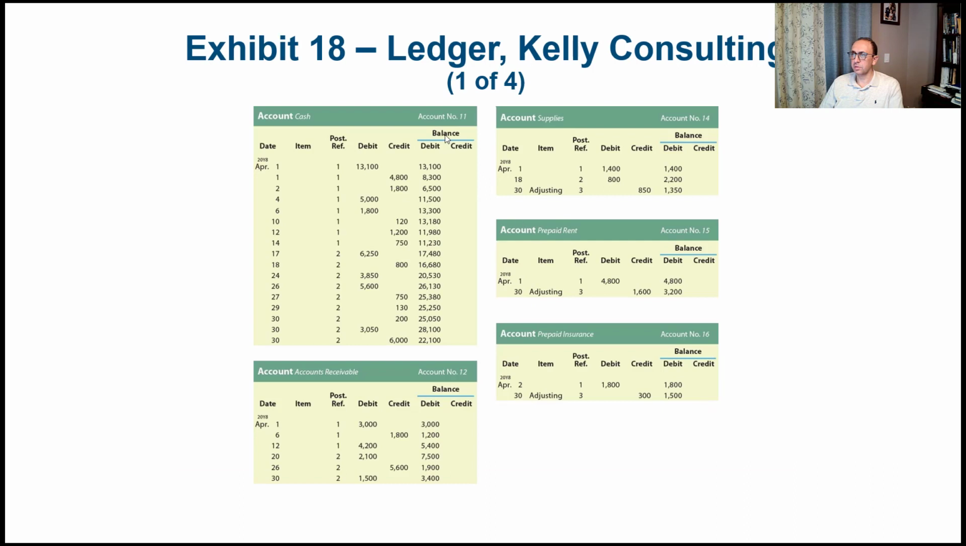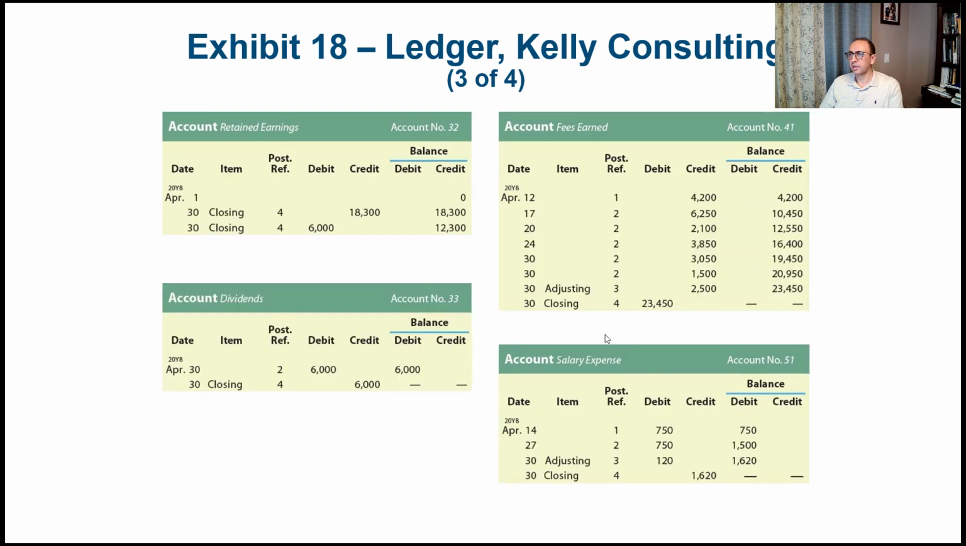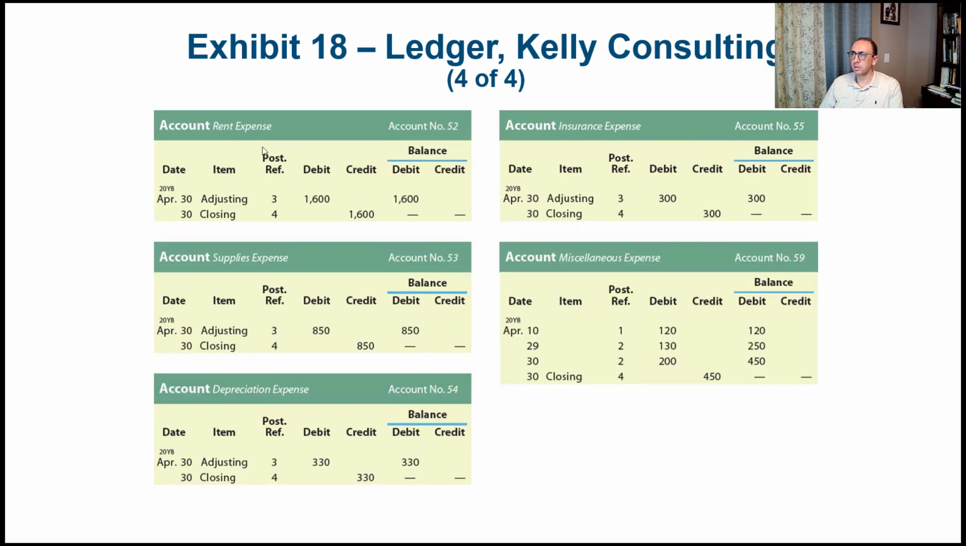And then in this Exhibit 18, we have a list of all our accounts, starting with cash, accounts receivable, supplies, prepaid rent, prepaid insurance, and all of these have their own balances. We also have office equipment, accumulated depreciation, accounts payable, salaries payable, unearned fees, common stock, and finally, retained earnings. And then all the other accounts, or temporary accounts, should have a balance of 0. So dividends, fees earned, salaries expense, rent expense, supplies expense, depreciation expense, insurance expense, and miscellaneous expense. You can tell that all of them have 0 balance.